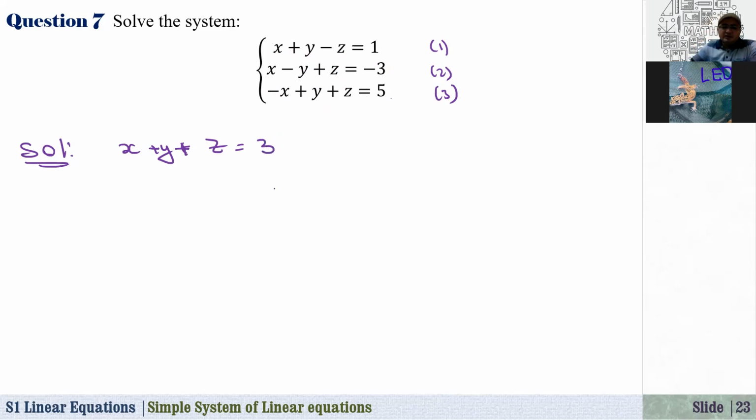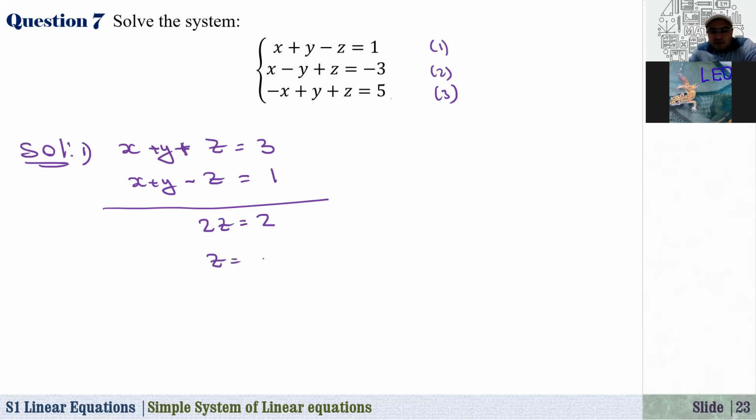Okay, so now from the first equation, x plus y minus z, right? Let me just write the first one after adding this. So the first equation is x plus y minus z is equal to 1. So if you subtract, what happens here? X minus x, 0, y minus y, 0, z minus minus z, that's equal to 2z. 3 minus 1, that's equal to 2. So what is z? Z is equal to 1.